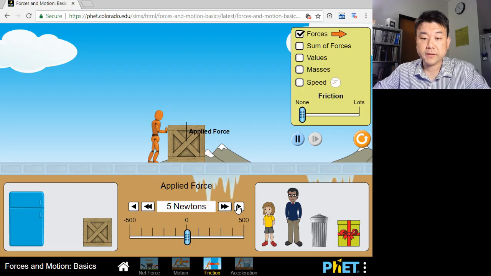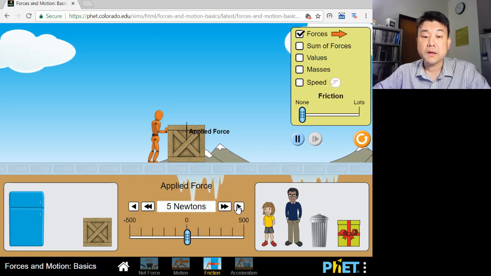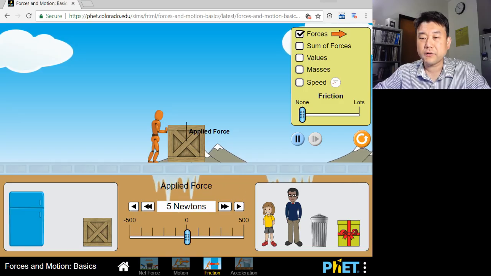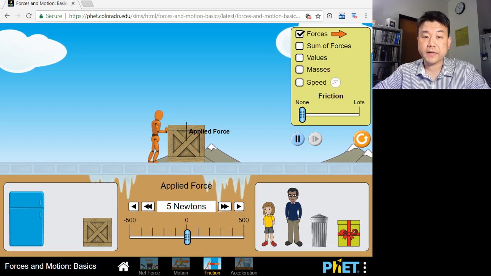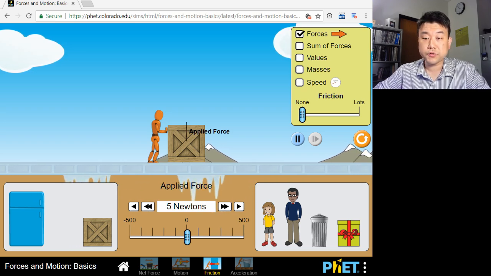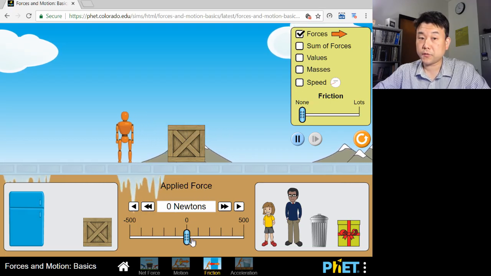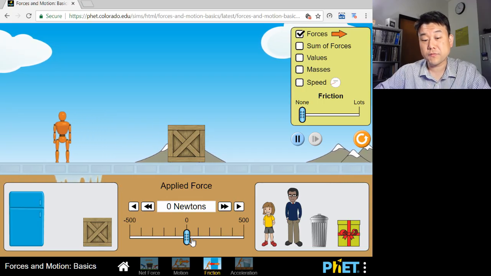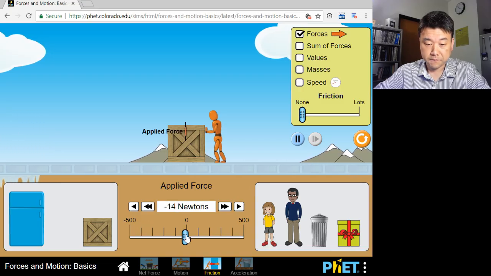When you push the crate, even if you apply a very small amount of force, the crate begins to accelerate. With this small force, it takes very long for the crate to accelerate appreciably, but it does. Now, once the crate gets moving, you don't have to continue to push it. In fact, in the absence of applied external force, the crate doesn't come to a stop. In order to stop the crate from moving, you actually have to apply a force to bring it to a stop.